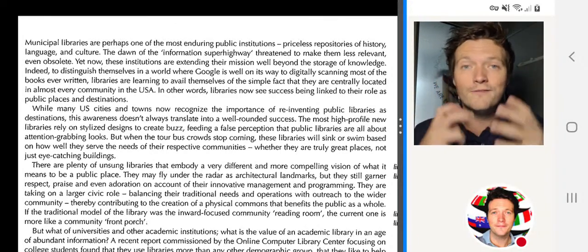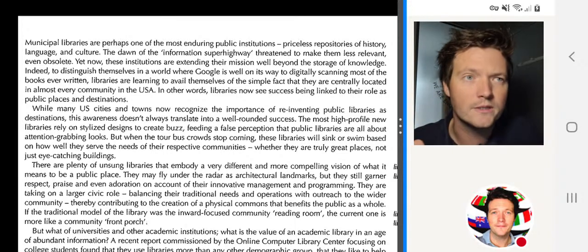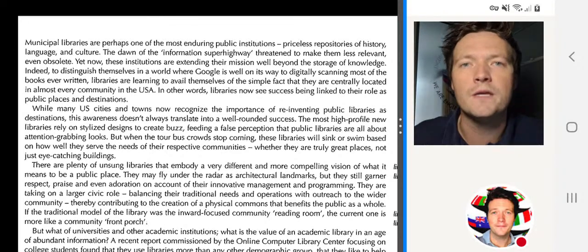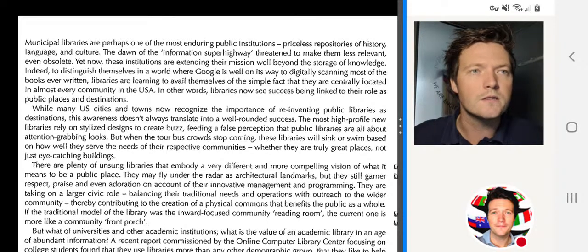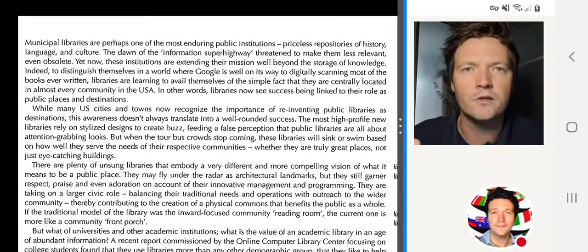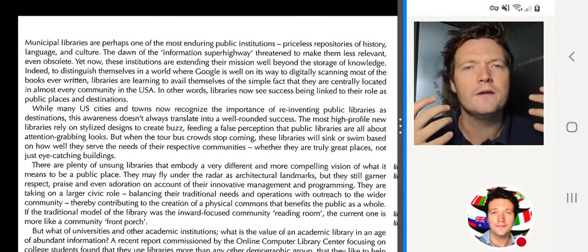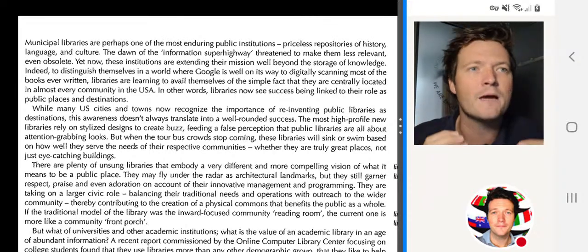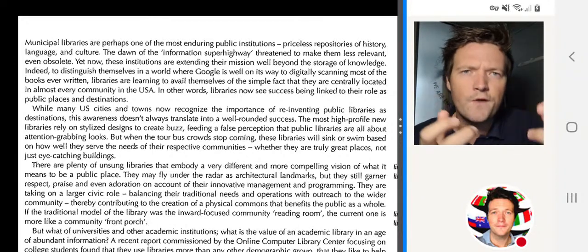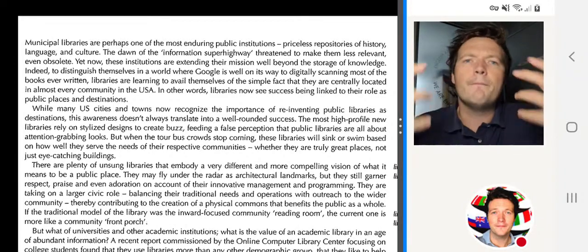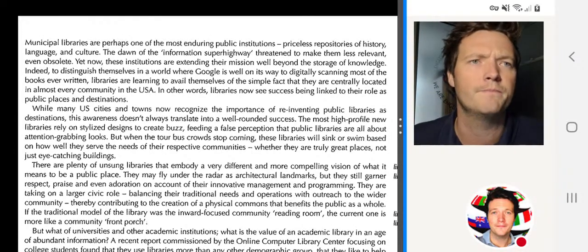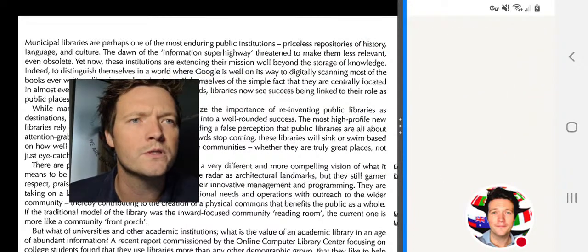So the role of libraries has changed, I think, is the point, basically. That the dawning of the age of the internet, the advancements of technology, have threatened to make libraries obsolete, but that hasn't happened, and that now they have changed their focus. They're now focusing on being a central part of the community, right? A public place, a public destination. So what point was the writer making there? Let's see if I can see the questions. Come back, questions.